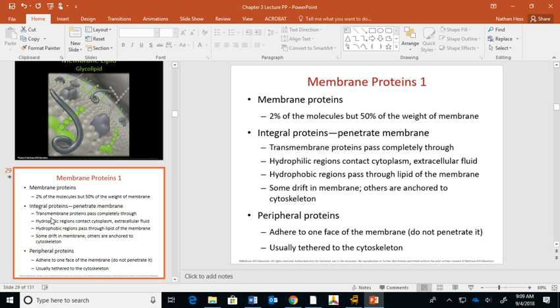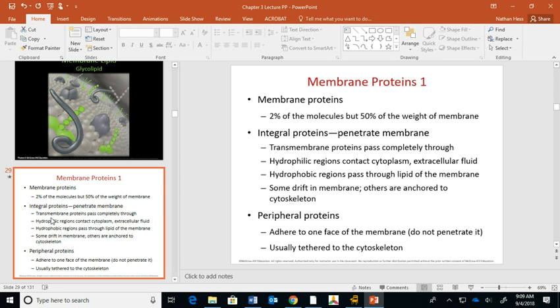One type is the integral or transmembrane proteins. In other words, they go all the way through the membrane. Their main job is to let things come in and out. These are the channels that allow molecules to move in. These are the receptors for receptor-mediated transport that move stuff into or out of the cell.